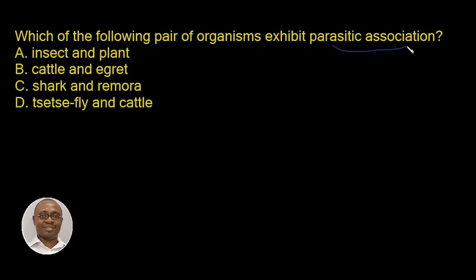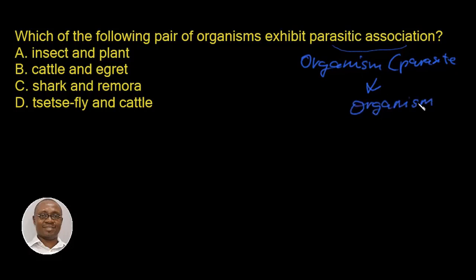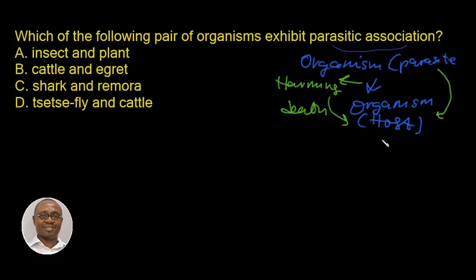First, let's understand what we mean by parasitic association. A parasitic association is one in which one organism, the parasite, lives off another organism, which is the host. It is usually harming the host and possibly causing death. Okay, so the parasite lives on the body of the host or in the body.